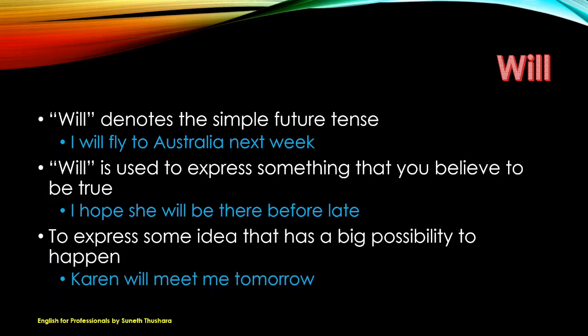Then the third one is to express some idea that has a big possibility to happen. Karen will meet me tomorrow. Okay, now there is a possibility. Karen will either come or not, I don't know. But there is a possibility, and the possibility is very high. You are telling with some certainty, Karen will meet me tomorrow. There are some other words that you can say without much confidence. I'm not going to explain here, but you can say, Karen may meet me tomorrow. Here you are using will, and will has a great certainty.